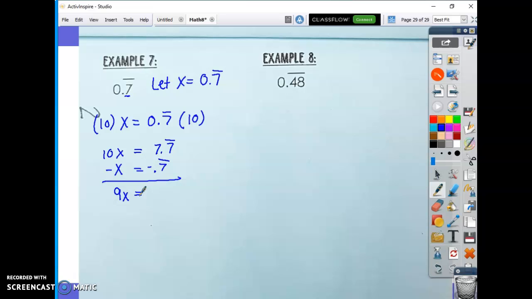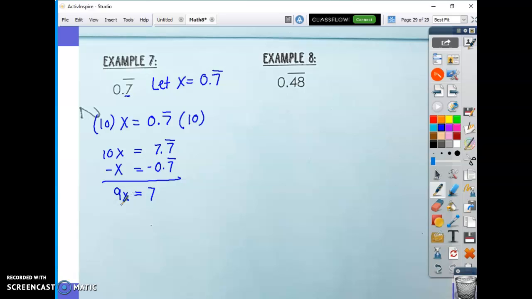Let me write that out a little better so you can see where I'm working. 0.7 repeating. We're going to subtract this because remember, that's the statement we made at the beginning: x is equal to 0.7 repeating. So we're going to subtract that from this side. When you subtract it, you end up with just a 7.